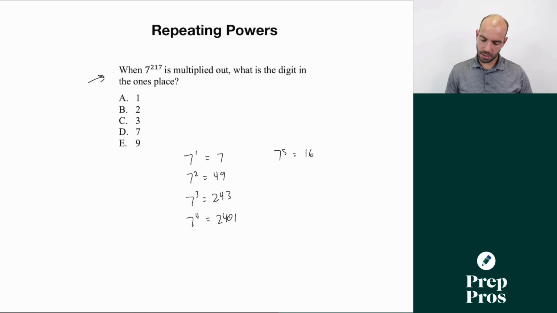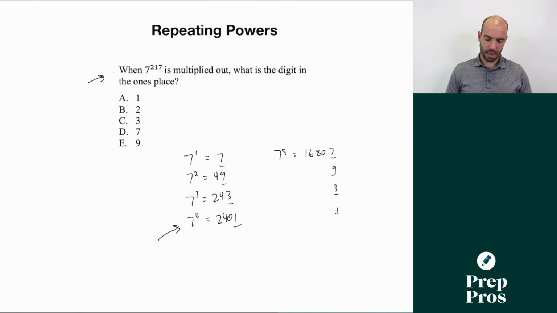7 to the fifth power is going to be 16,807. If we keep going, we're going to see the units digits repeat. It always goes 7, 9, 3, 1. 7, 9, 3, 1 over and over again. Well, how am I supposed to figure out what 7 to the 217th is going to be?